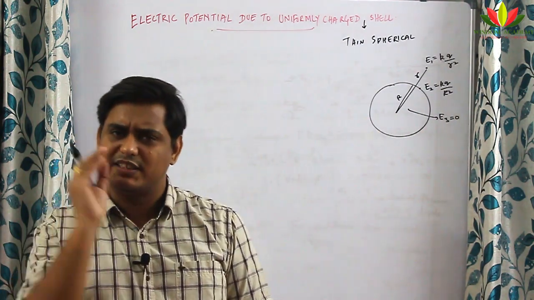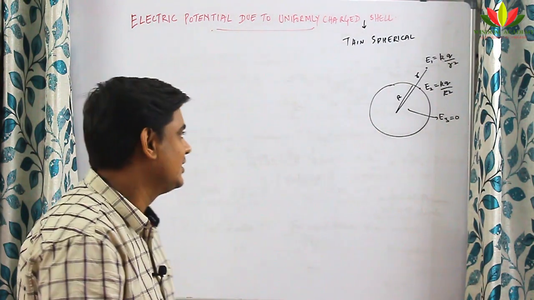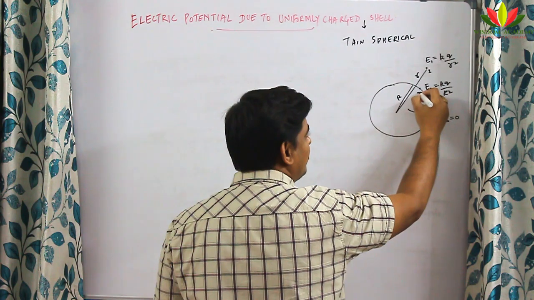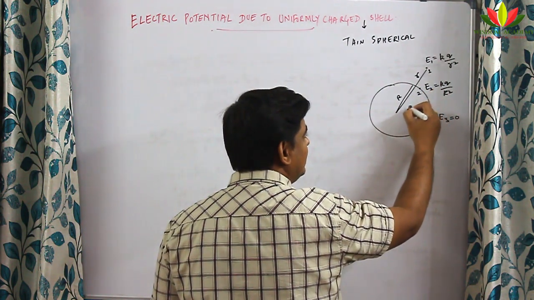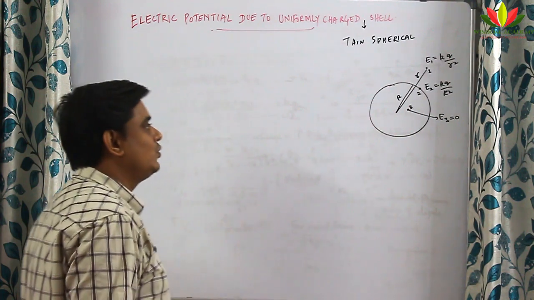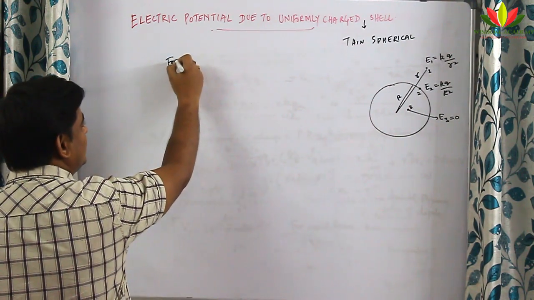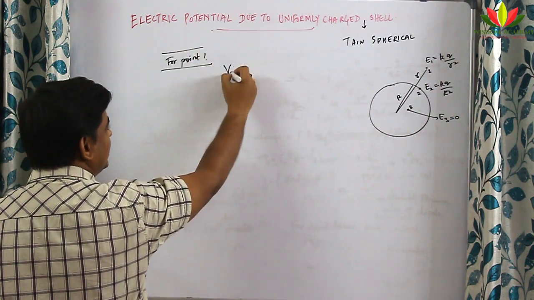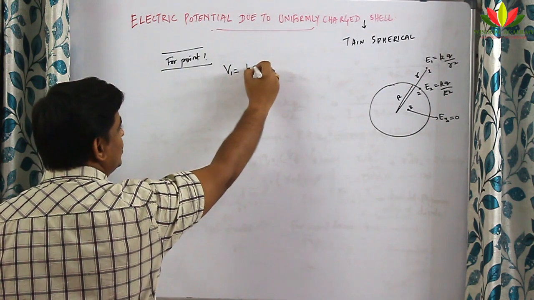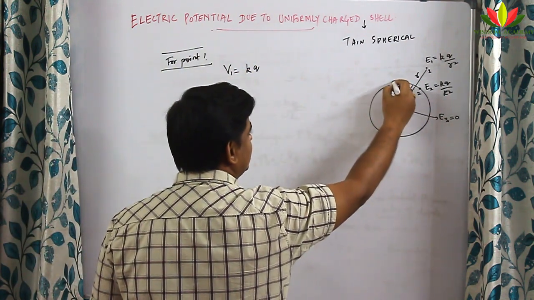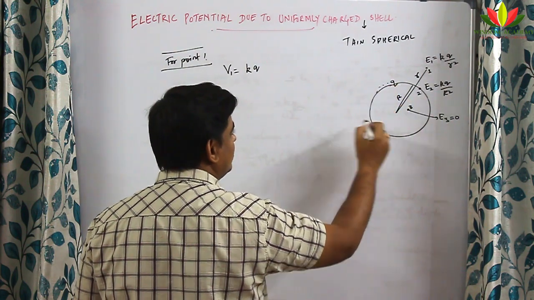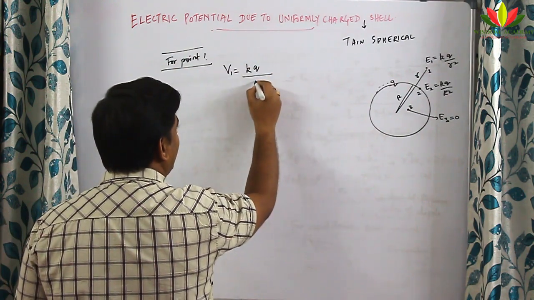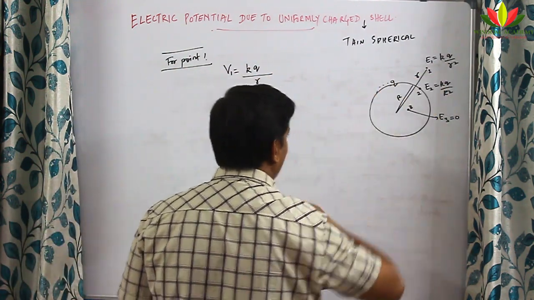Let us see whether our electric potential also changes in the same way. For the same three points, point 1, point 2 and point 3, we want to find the electric potential. For point 1, with the charge q on the surface, the potential will be equal to kq by r, because it is r distance away from it.